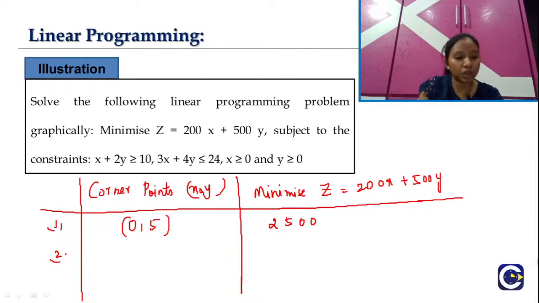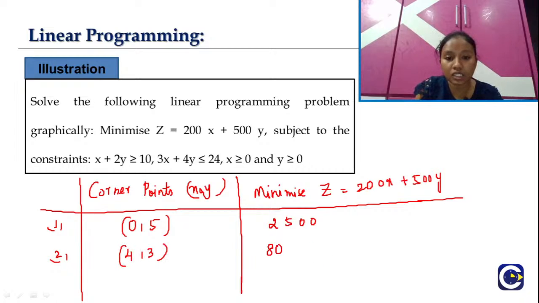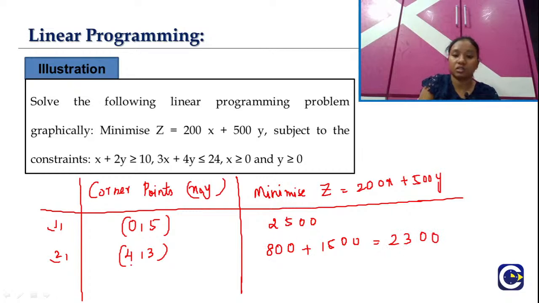The next corner point is 4, 3. x will be 4. 4 into 2 is 800, plus 3 into 5 is 1500, which is 2300 here. And the last point is 0, 6. So x will be 0, y will be 6. So 5 into 6 is 30, that means 3000 here.